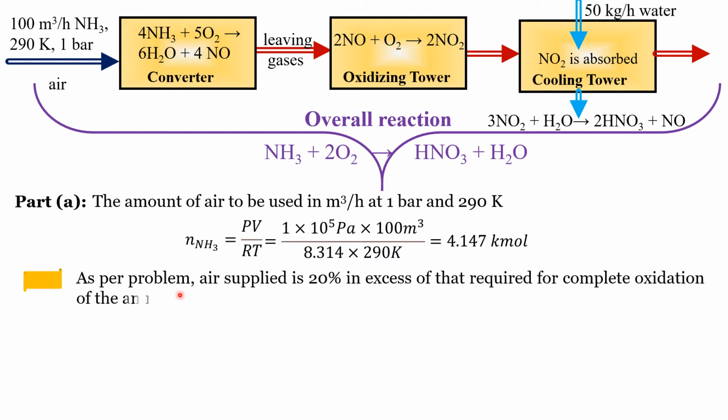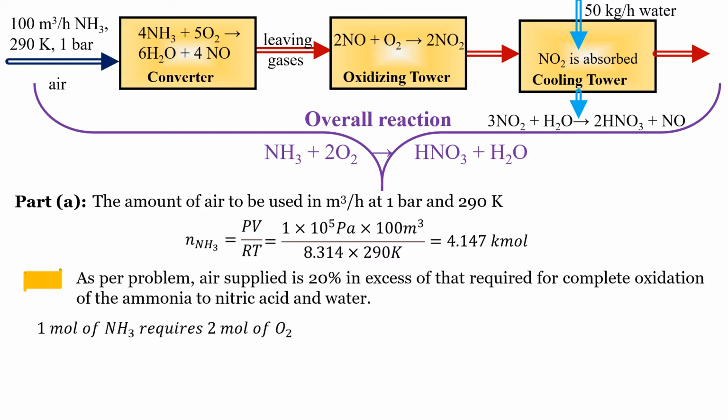Now, as per the problem, it is given that the air supplied is 20% in excess of that required for complete oxidation of ammonia to nitric acid and water. So this is the equation. First we can find the required amount of O2 for the complete oxidation. Then we can see that 20% excess air is used, and corresponding to that, we can find the total amount of air used.